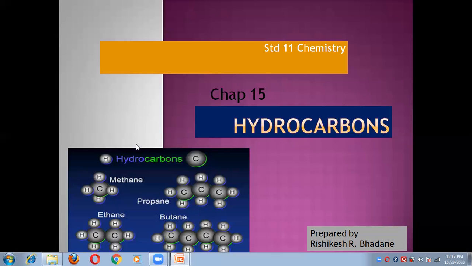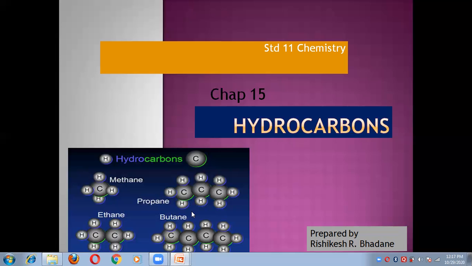We see on the screen the examples of hydrocarbons. The methane molecule contains one carbon and four hydrogen atoms. Ethane molecule contains six hydrogen and two carbon atoms. Propane contains three carbon and eight hydrogen atoms. Also butane contains four carbon and 10 hydrogen atoms. These are the examples of hydrocarbons. That means compounds containing only carbon and hydrogen are called hydrocarbons.